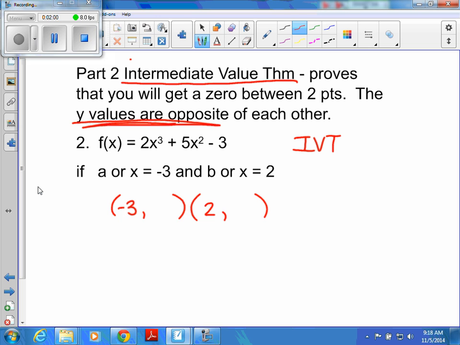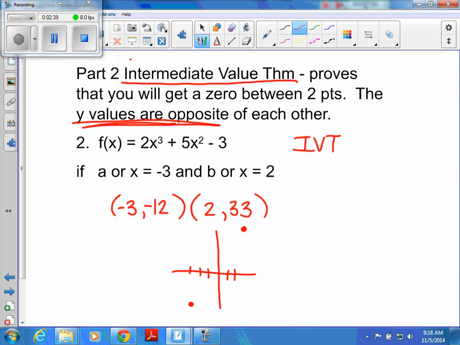And then what you're going to do is plug a negative 3 in for all of your x values. When you plug a negative 3 in for x values, you're going to get a negative 12. Then plug a 2 in for all the x values, and you get 33. So, if I graph this, will I cross the x-axis? Let's just graph it really quick. Here's a negative 3, and here's about a negative 12. Here's a positive 2, and here's a positive 33.